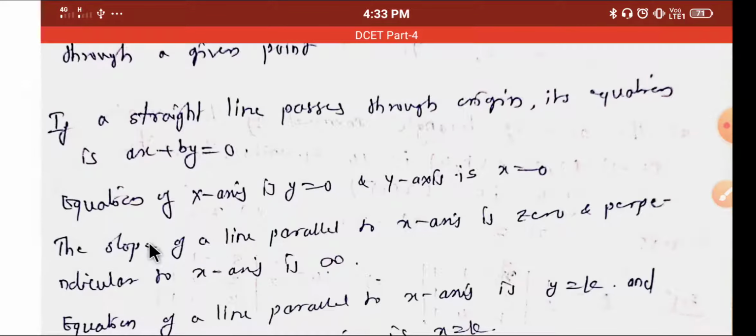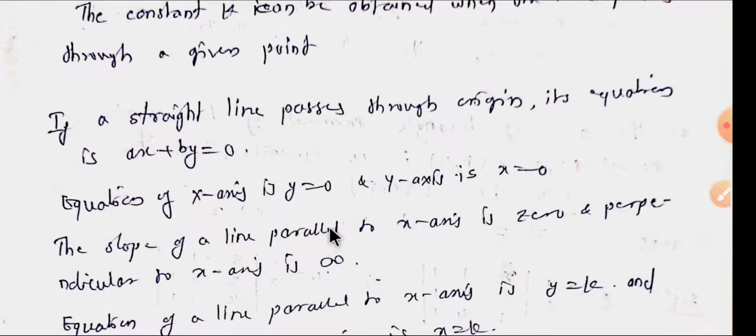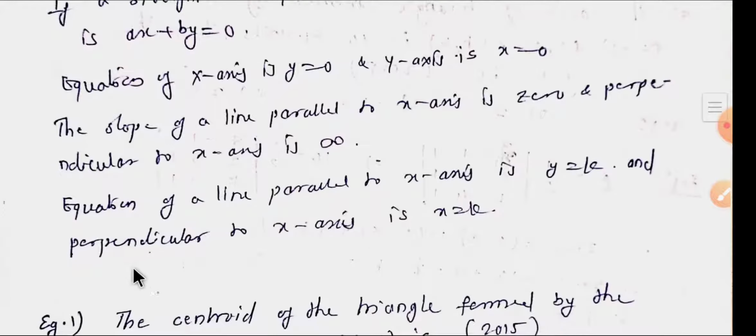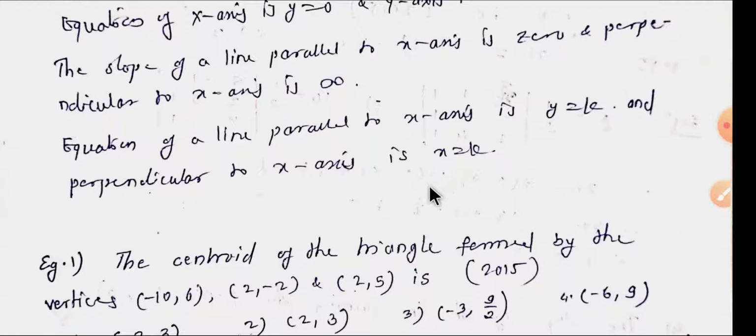Next, the equation of the x-axis is y equal to 0 and of the y-axis is x equal to 0. The slope of a line parallel to the x-axis is 0 and perpendicular to the x-axis is infinity. The equation of a line parallel to the x-axis is y equal to k and perpendicular to the x-axis is x equal to k. Now on this method we solve some examples, so you can understand better.